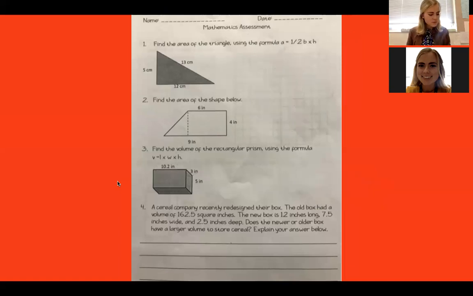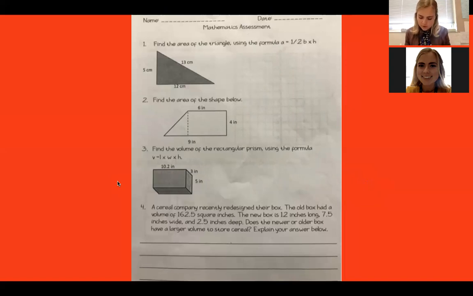Okay, next question. A cereal company recently redesigned their box. The old box had a volume of 162.5 square inches. The new box is 12 inches long, 7.5 inches wide, and 2.5 inches deep. Does the newer or older box have a larger volume to store cereal?